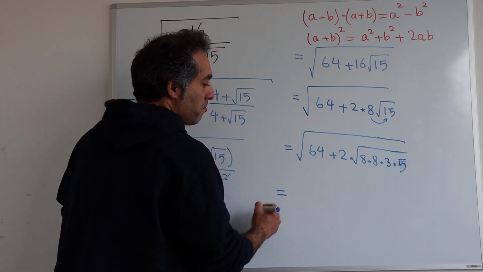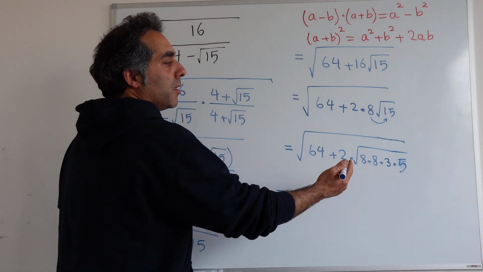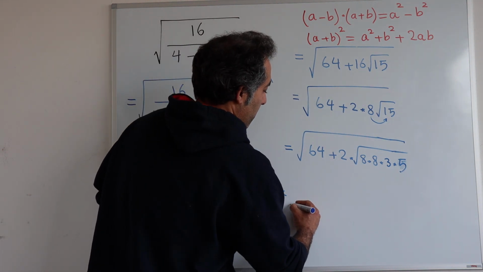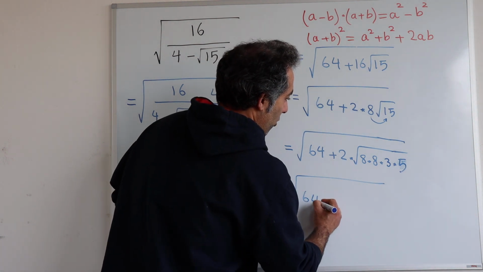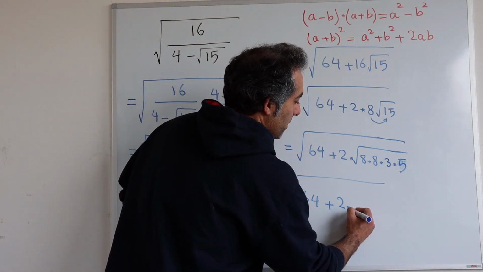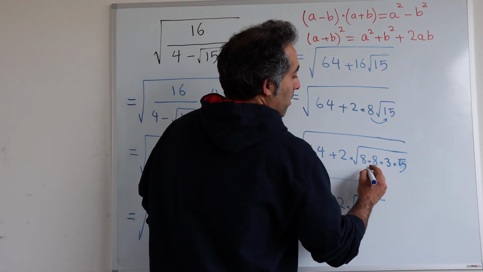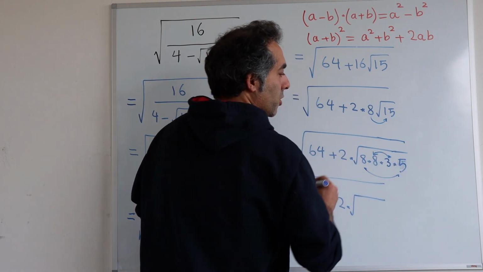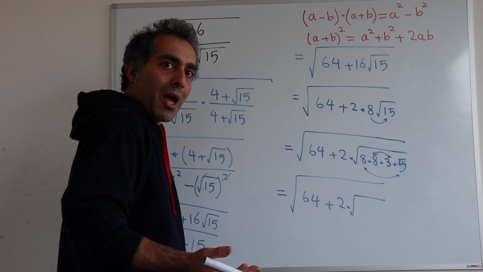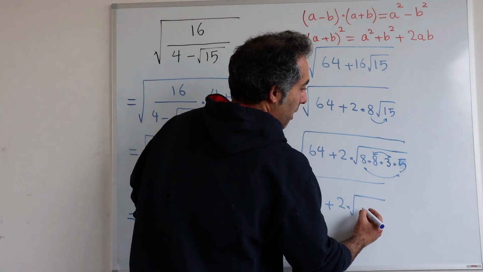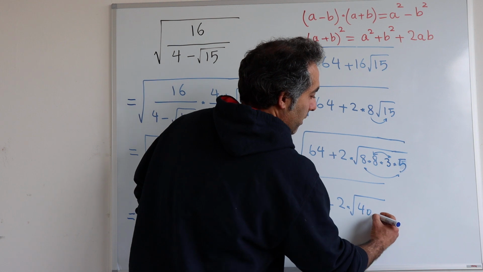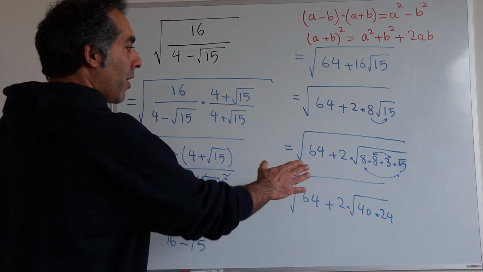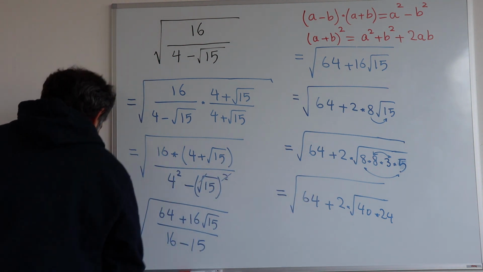And by multiplying these numbers with each other, I can find another pair. 64 plus 2 times, I can multiply this 8 with this 5 and this 8 with this 3. It's the only way we have now. 8 times 5 is 40 times 24. Okay, I can go further with this expression.